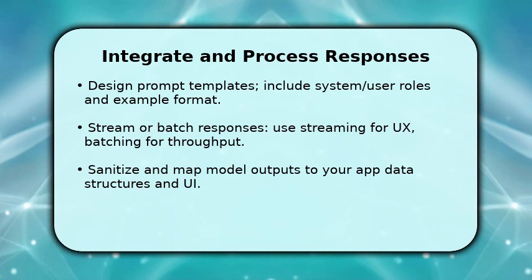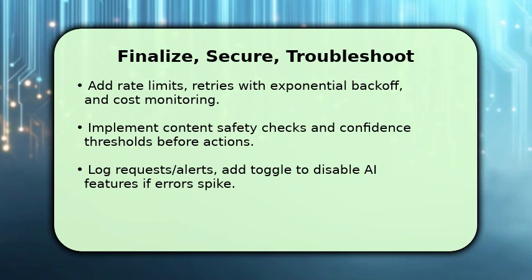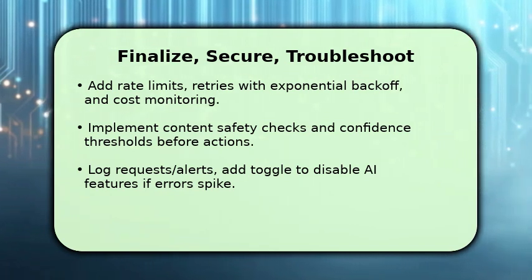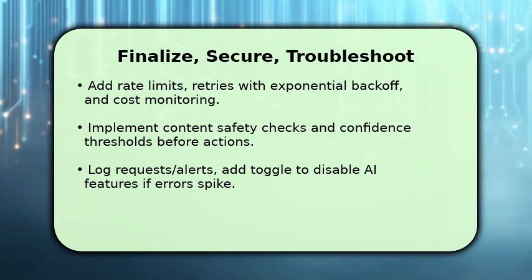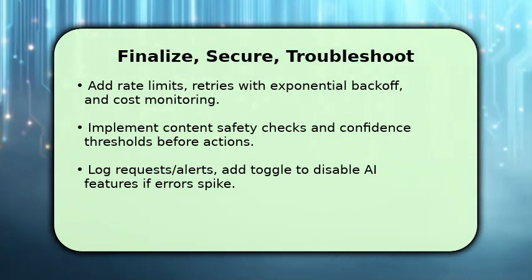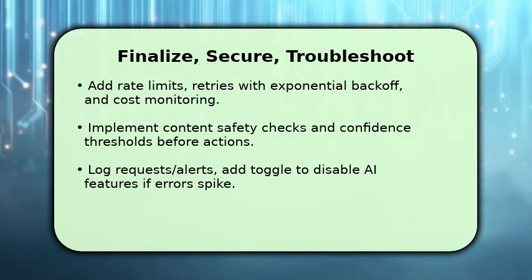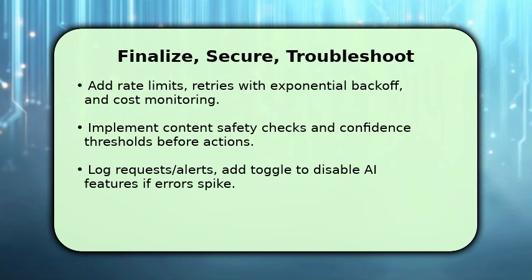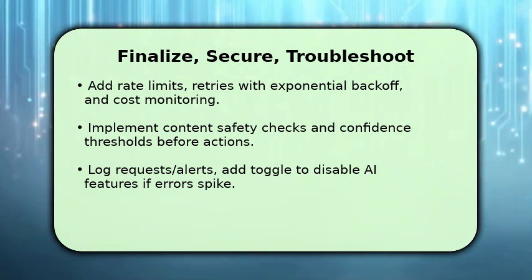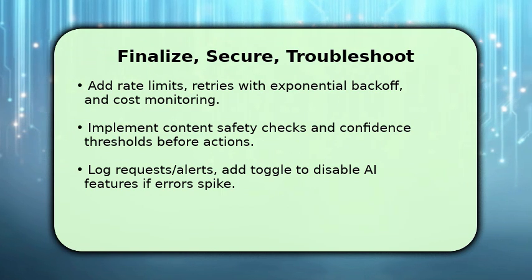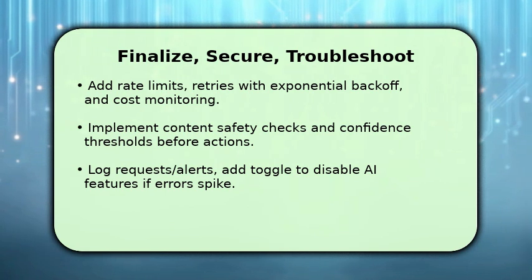Finish by hardening and monitoring the integration. Add rate limits, retries with exponential backoff, and cost alerts so a bug doesn't blow your budget. Also enforce content safety checks and confidence thresholds before you act on model output to avoid bad decisions. Once deployed, track latency, error rates, and user feedback. If the model misbehaves, flip the feature flag to disable AI, review logs to identify prompt issues, and iterate prompts or model choice until behavior stabilizes.